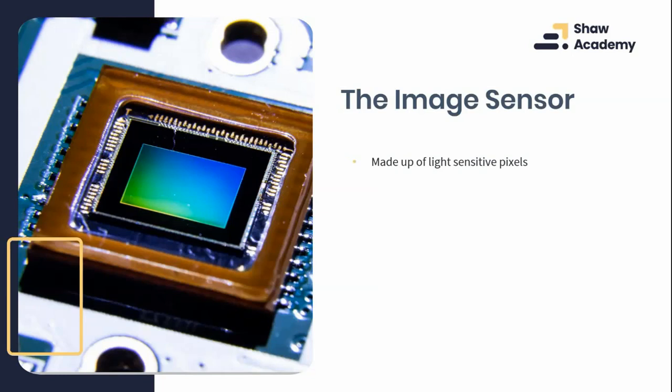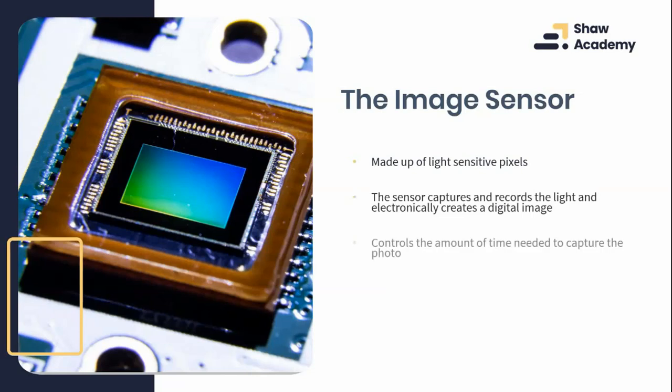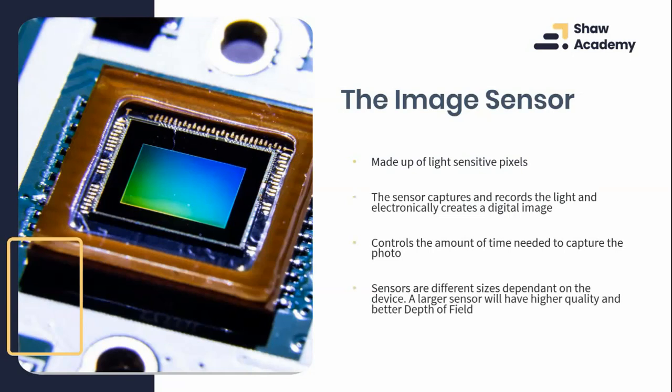So they're made up of light-sensitive pixels. In other words, when the light hits our sensor, the pixels, remember, our resolution is made up of the different pixels, react to the light and capture the light. The amount of pixels that are available to us depends on the type of device that we're using. The size of those pixels will also change, depending on the sensor size. The sensor captures and records the light and electronically creates a digital image. It controls the amount of time needed to capture a photo or video, of course, as well.